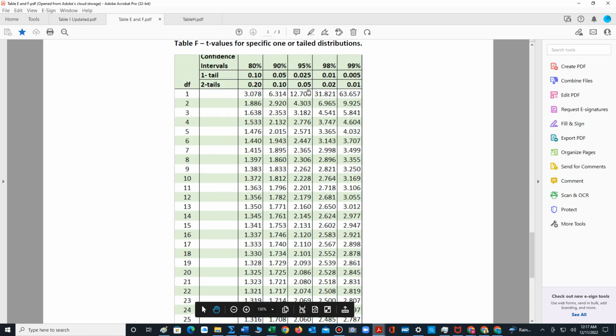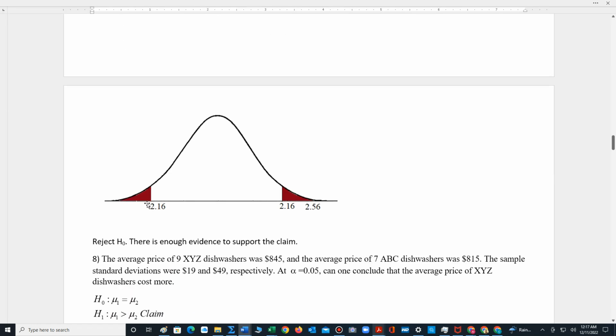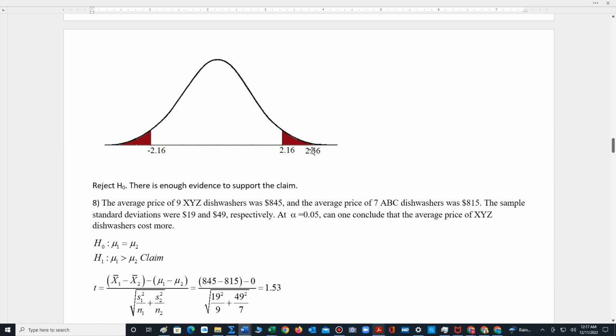It's a two-tailed test, 0.05. We go down 13 to get 2.16 as the critical value. So we have a left and a right critical value. The test point falls in the critical region. Thus, we reject H naught. There is enough evidence to support the claim.